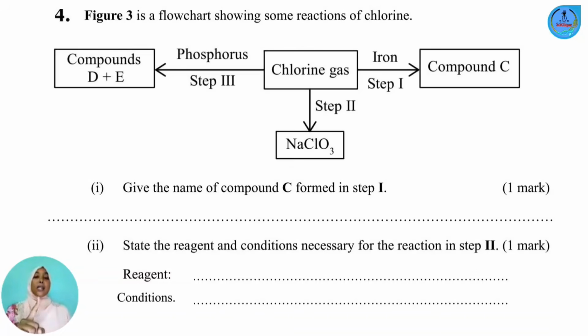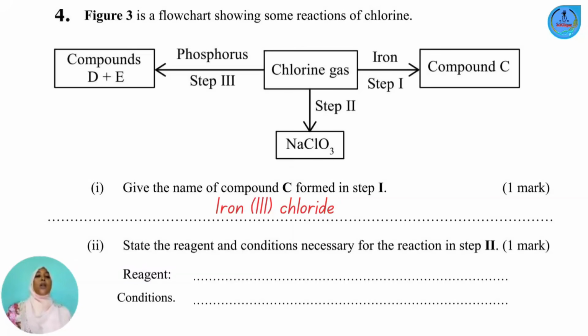Okay, chlorine gas will undergo step number 2 to form sodium chlorate. Okay, and then chlorine gas will undergo step number 3 where it reacts with phosphorus to form compounds D and E. So chlorine reacts with phosphorus to form phosphorus chloride. But to be specific, it will form phosphorus 3 chloride or phosphorus 5 chloride, right? So compounds D and E are these two chlorides. Okay, let us start. Give the name of compound C formed in step number 1, that is iron 3 chloride.